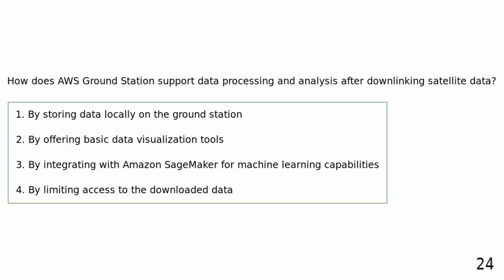How does AWS Ground Station support data processing and analysis after downlinking satellite data? By storing data locally on the ground station. By offering basic data visualization tools. By integrating with Amazon SageMaker for machine learning capabilities. By limiting access to the downloaded data.